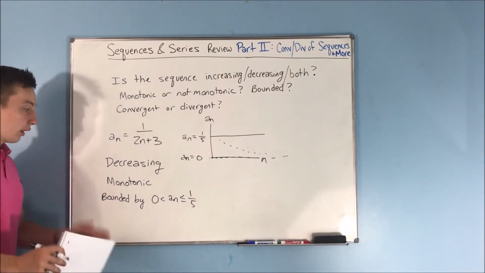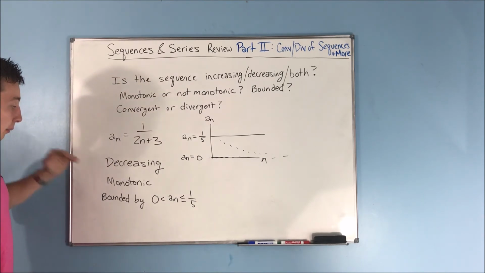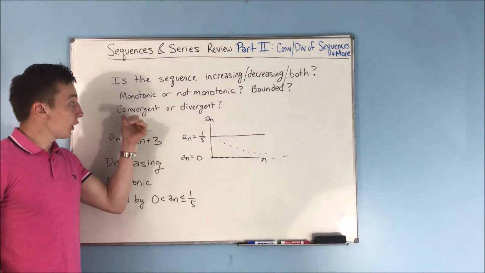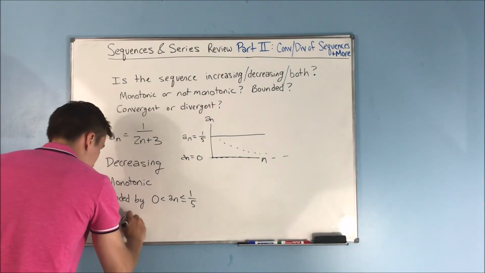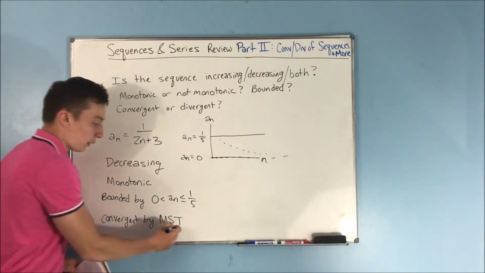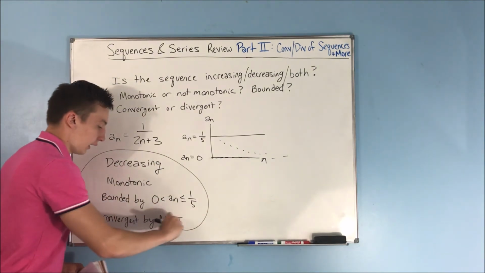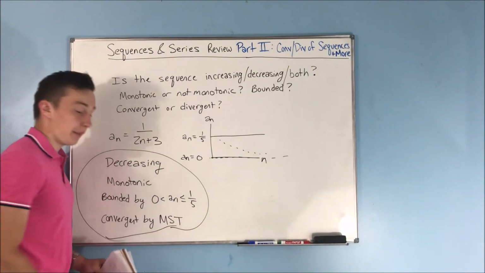So this is a monotonic sequence, it is bounded, so we know that it's convergent by the monotonic sequence theorem. And right there, that is our answer, right?